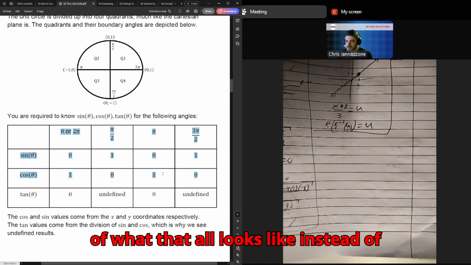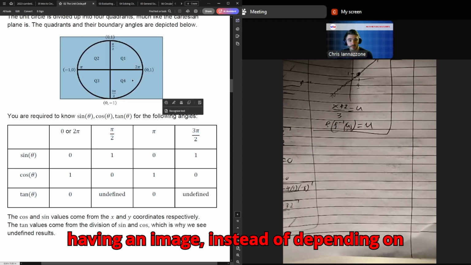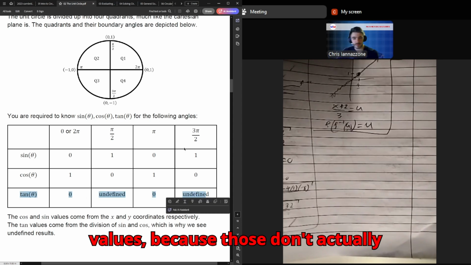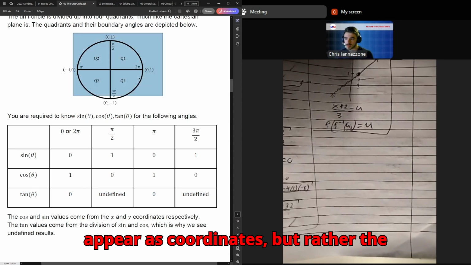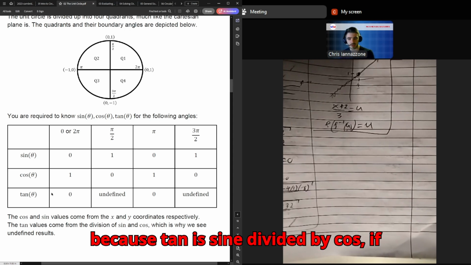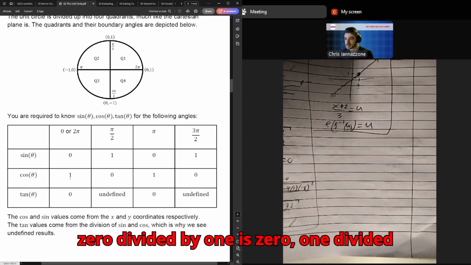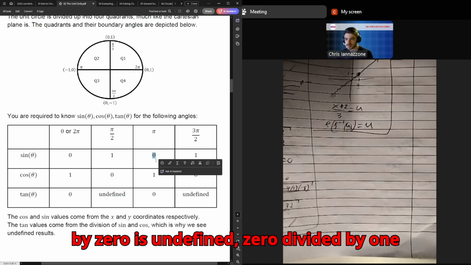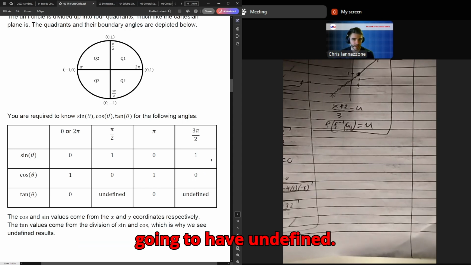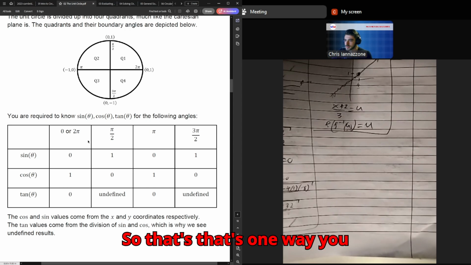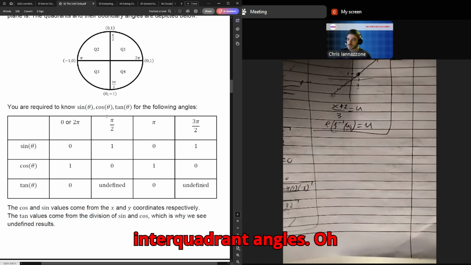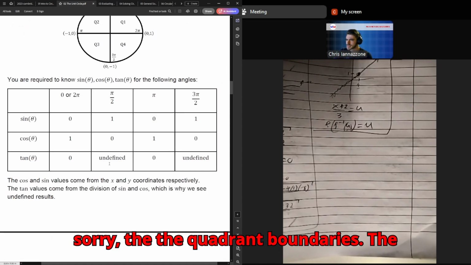Here's just a table of what that all looks like instead of having an image, depending on what you prefer. Specifically of interest will be the tan values, because those don't actually appear as coordinates, but rather the ratio of those coordinates. So because tan is sine divided by cos, 0 divided by 1 is 0, 1 divided by 0 is undefined, 0 divided by 1 is still 0, 1 divided by 0, again, anything divided by 0, you're going to have undefined. So that's one way you can have a look at knowing the quadrant boundaries.